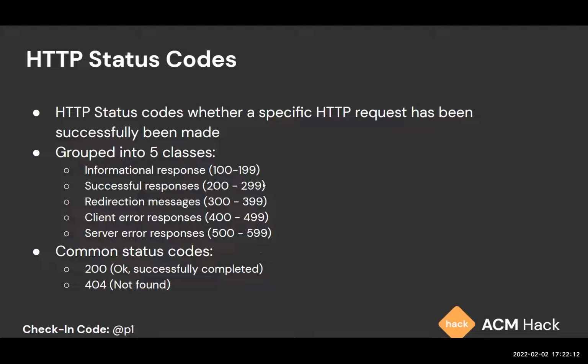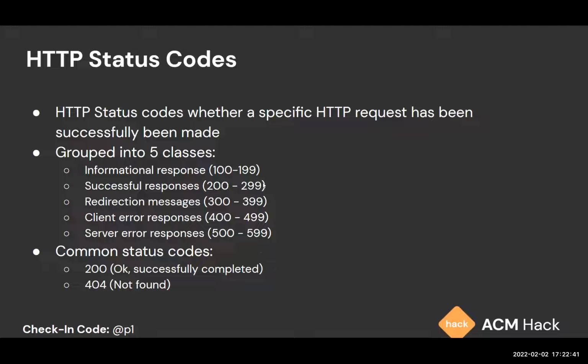Another important one would be the range 400 to 499, which are client error responses. These are responses you get back from the server that indicate your request has not been successfully made and you're not getting that response back. A common example is 404. I'm sure most people have witnessed that at least once, where the URL you're requesting has not been found.